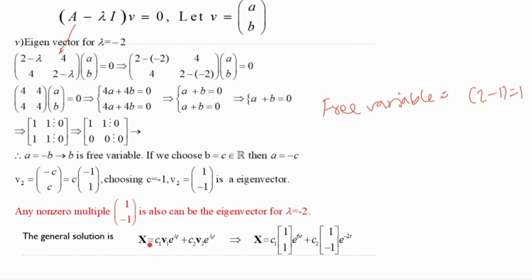Now we can write the general solution: x equals c1 v1 e to the power lambda 1 t plus c2 v2 e to the power lambda 2 t. Here v1 we already found is (1, 1) and lambda 1 is 6. And v2 is the eigenvector when we use lambda 2 equals minus 2. That means x equals c1 v1 e to the power 6t plus c2 v2 e to the power minus 2t. Here c1 and c2 are arbitrary constants. So this is our general solution.